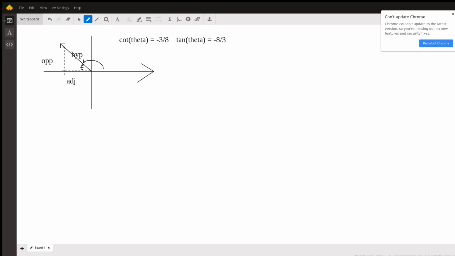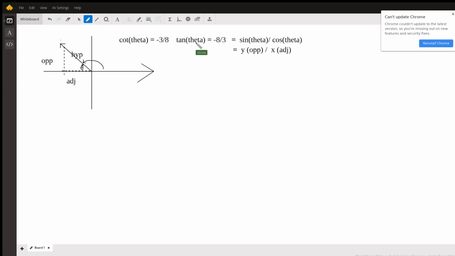-8/3. And we know that the tangent is the sine of theta divided by the cosine of theta. Sine is associated with the y coordinate, or in this case, the opposite. And cosine is associated with x, or in this case, the adjacent. So that means that I can put these numbers on my triangle.